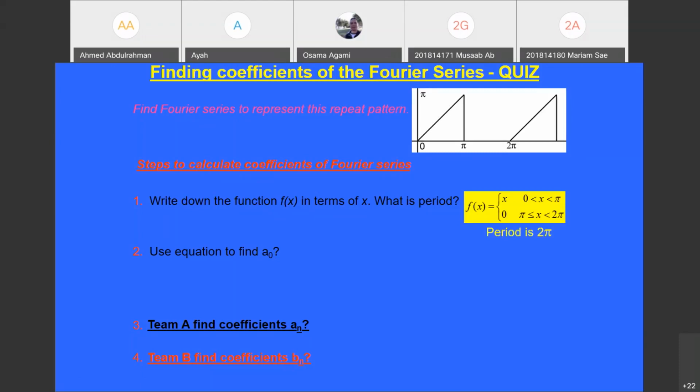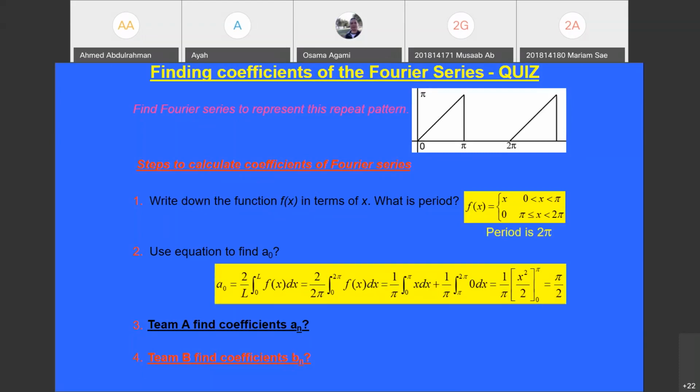This is your function: from 0 to pi it is x, from pi to 2 pi it is 0, as you said, and the period is 2 pi. This is A naught, 2 over the half period, from 0 to L. So he's using the Fourier series with A naught over 2. This is why he bought 2, right? So A naught is pi over 2.